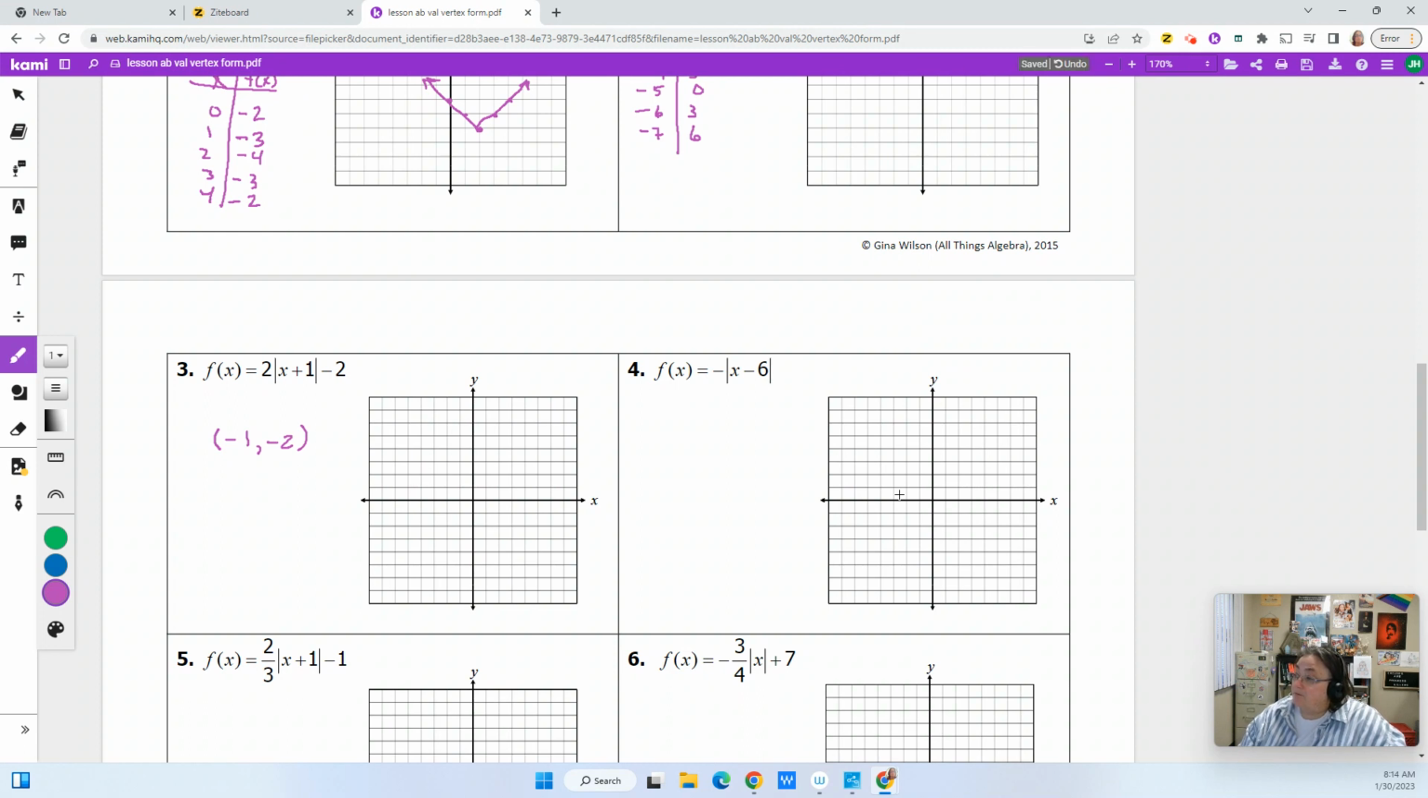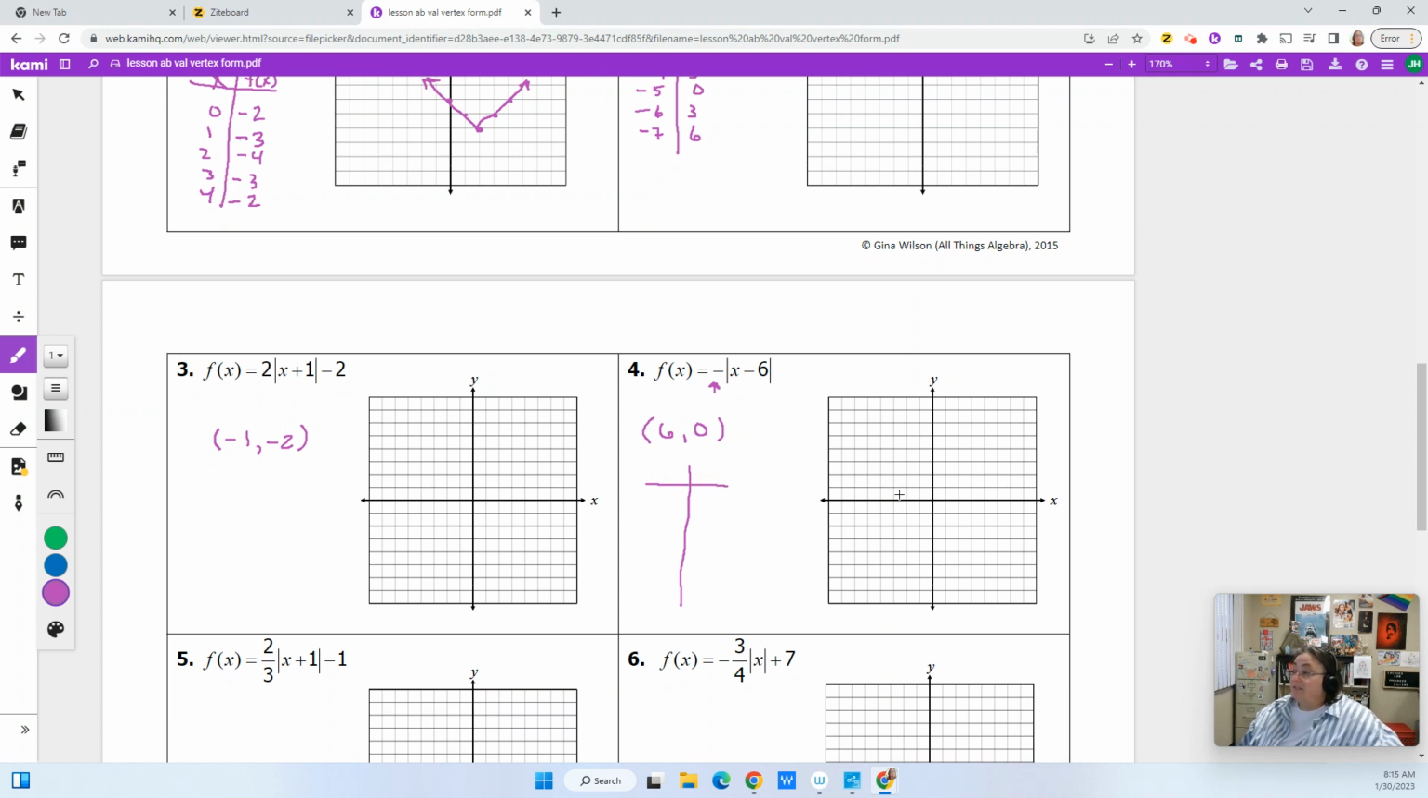Here, let's look at this one. If we look at this problem right here, we've got -6 on the inside, so that is going to be a +6 for our H. We have nothing on the outside, so that would be a 0 for our K. What I'd like to point out is that this is a negative right here. So this is going to be a reflection on the x-axis. We're going to go ahead and graph this one just so that you can kind of see the reflection.